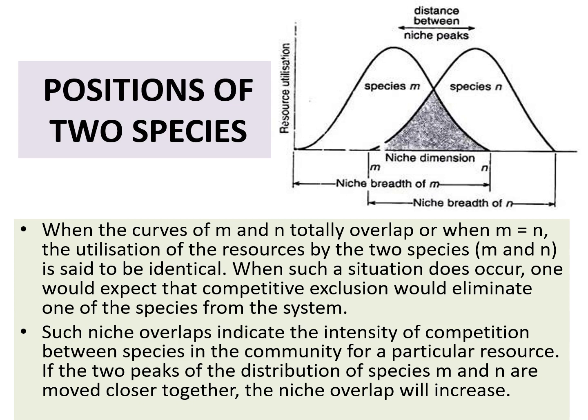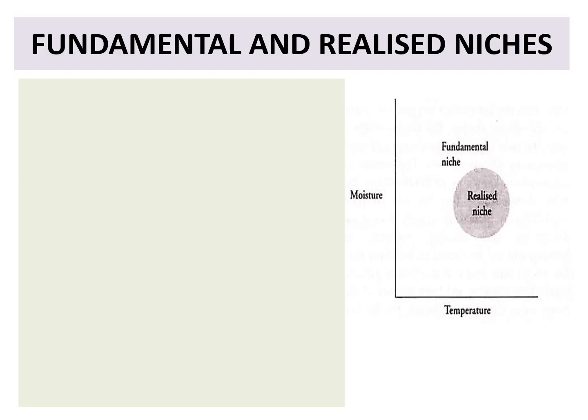So when the distance between the two niche peaks is far apart, there is more stability in the species distribution. If the peaks are closer or overlapping, competitive exclusion will occur. One species will be eliminated because of the competition.